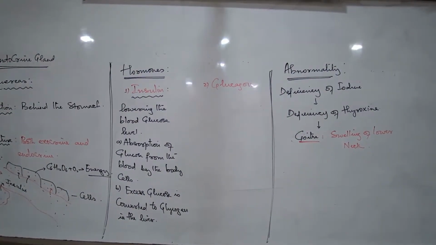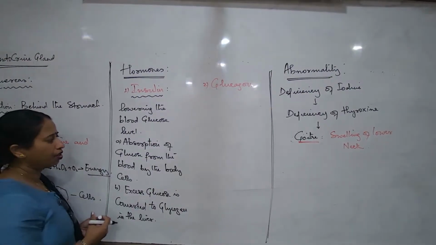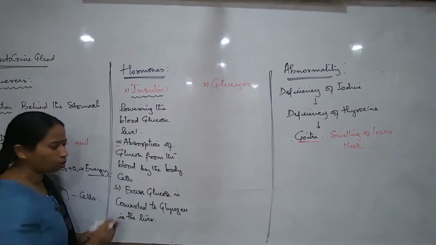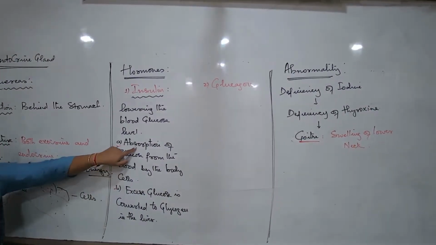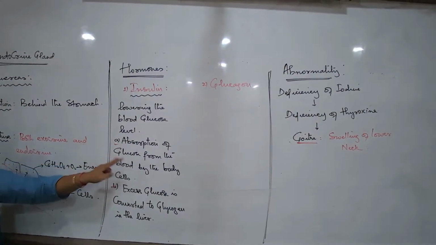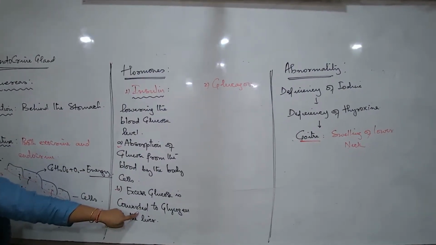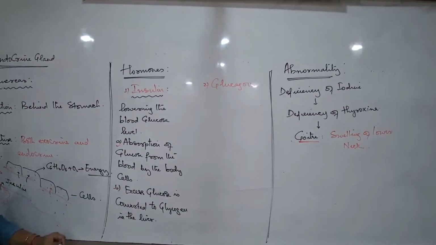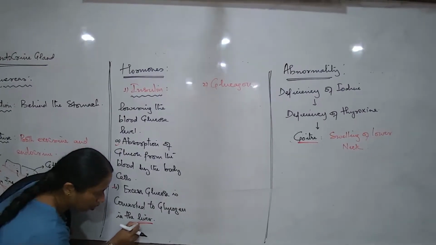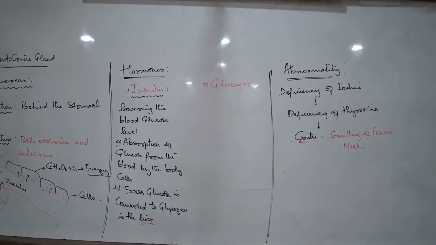If you get questions, how does insulin lower the blood glucose level? These are the two points to write. Number one, insulin helps body cells to pick up, absorb glucose from the blood. Whatever excess glucose, convert them to glycogen. Where should that deposition of excess glucose happen? In the liver. So always remember this.